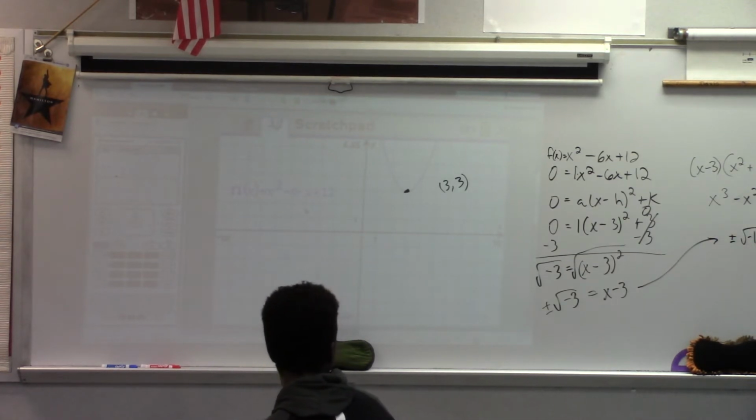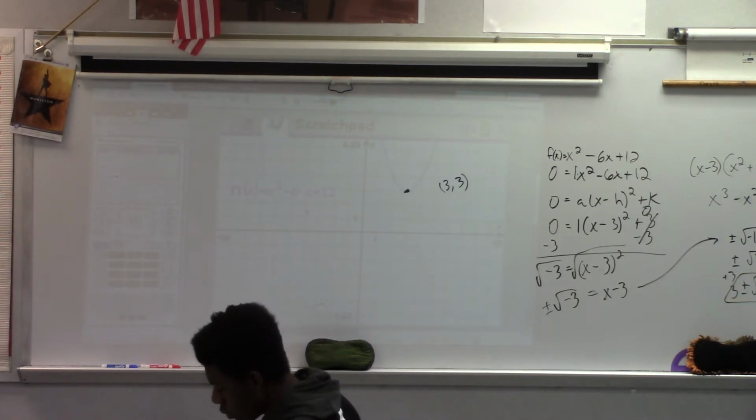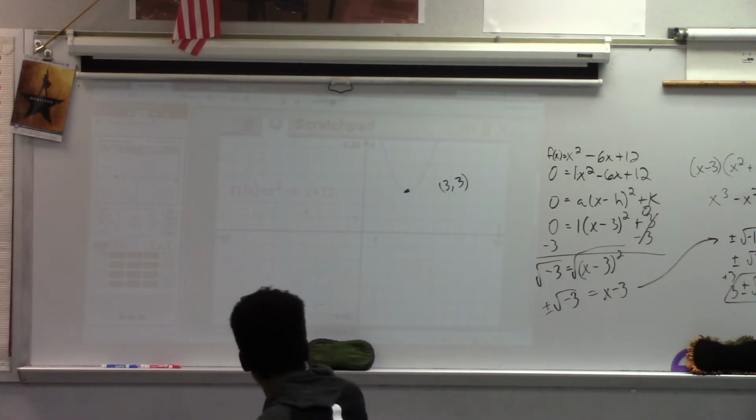Remember, that's the same thing as negative 1 times 3. So I'm going to get what number? i. So plus or minus square root of 3i is equal to x minus 3. So 3 plus or minus square root of 3i is equal to x was the answer. Remember we had it squared. The inverse of a square is square root. That's all it is.